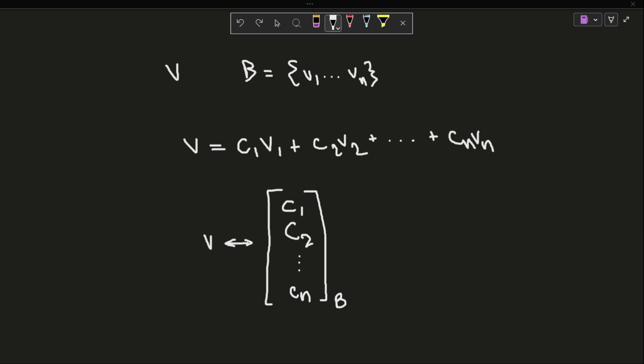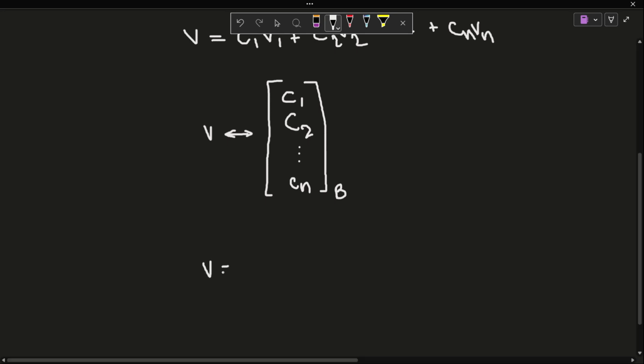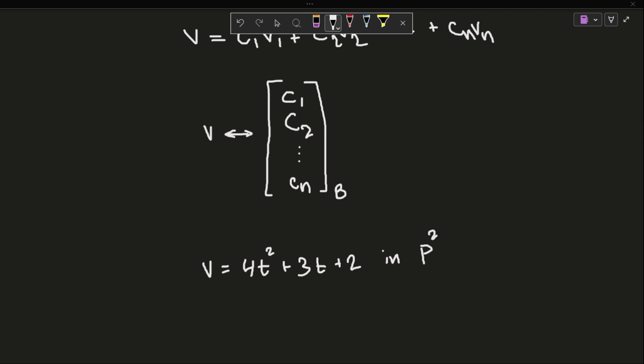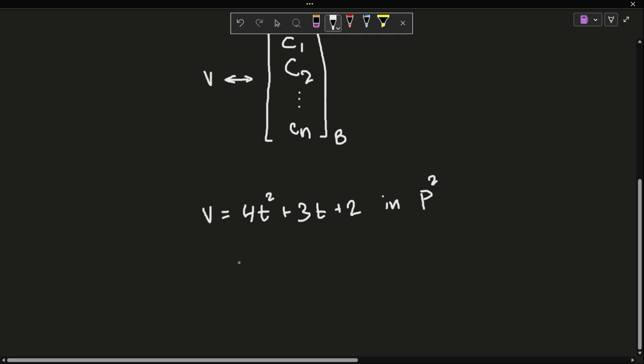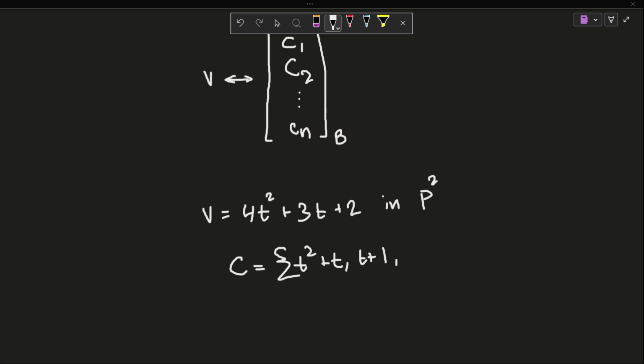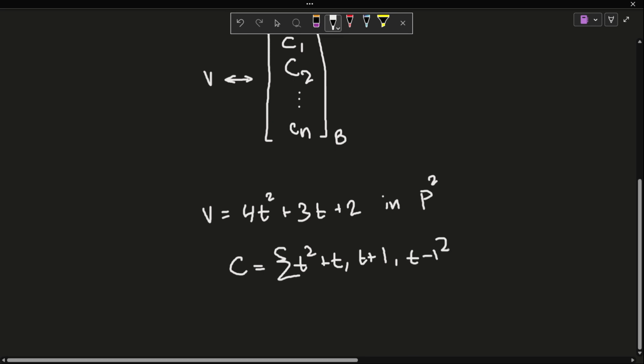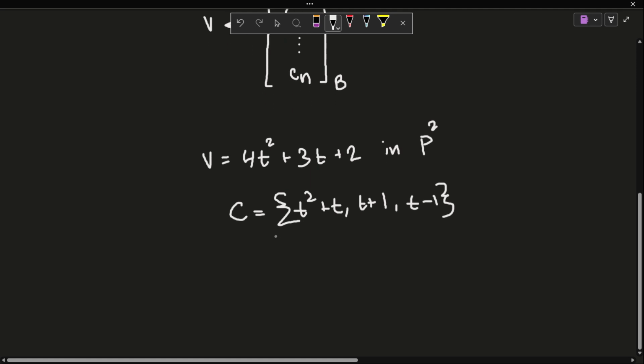Let's talk about an example where we can find the coordinate representation for the vector v equals 4t squared plus 3t plus 2, which belongs to P2, the set of quadratics, with respect to a non-standard basis. The first vector is t squared plus t, the second vector is t plus 1, and the third vector is t minus 1. This is definitely not standard, as we've discussed in the past.